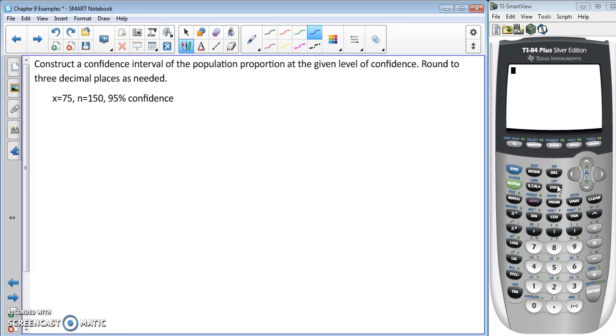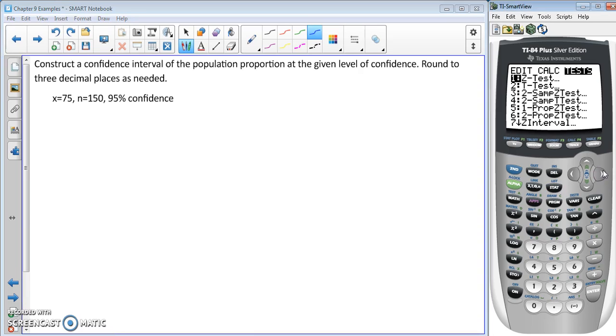So what you want to do is press the Stat button in your calculator, go over to Test, and then we're constructing an interval. So we only want to look at the things that have either the word interval in them or INT, which stands for interval. So we start with Z interval.